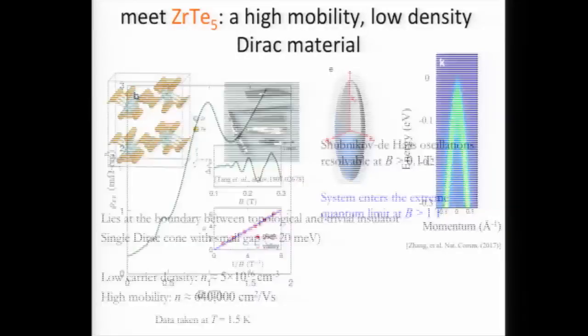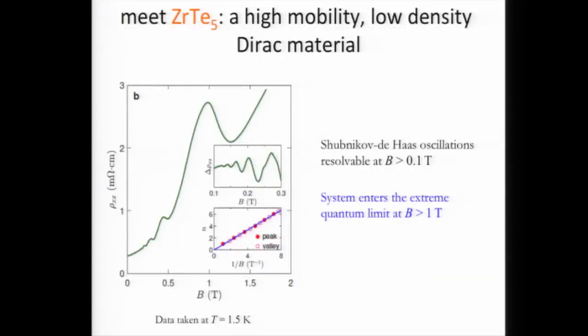The nice thing about this huge mobility is that it allows you to see quantum effects already at very small magnetic field. Here you're seeing resistivity as a function of field, and these oscillations tell you about the development of well-formed Landau levels. You start to see them already at about 0.1 Tesla. And because of the low carrier density, and in fact exploiting the anisotropic velocity, you can get the system into the extreme quantum limit already starting around 1 Tesla. So this is entrance into the very last Landau level. Starting from here onward, you should start to see enhancement of the thermal power, already at 1 Tesla.